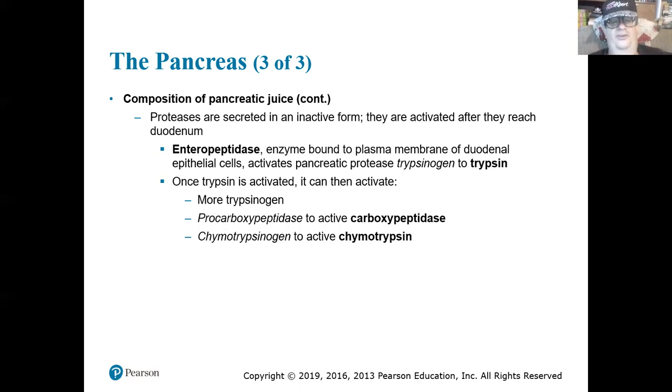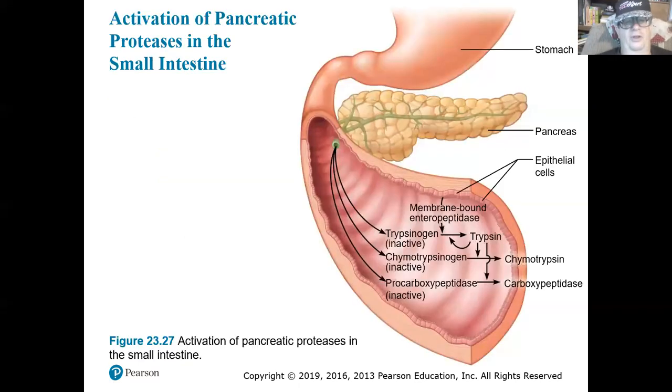And what does this enteropeptidase do? It activates the pancreatic trypsinogen, turns it into trypsin. Trypsin is capable of doing more trypsinogen, and it can turn procarboxypeptidase into carboxypeptidase. It can turn chymotrypsinogen into chymotrypsin. What we're doing with the trypsinogen, trypsin and chymotrypsin are protein digesting enzymes. And although I don't know carboxypeptidase well, the fact that it says peptide in the middle means it works on amino acid chains. So again, we've got three different enzymes for digesting proteins that are being released into the small intestine.